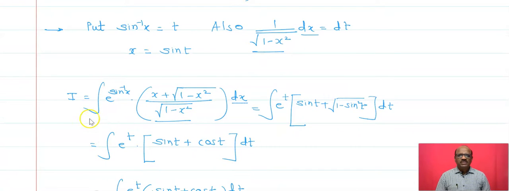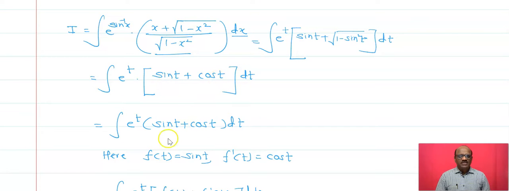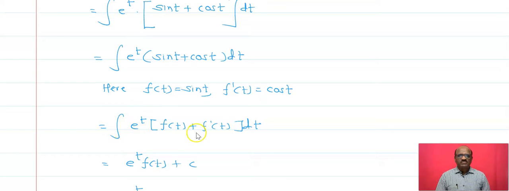I is equal to the integral of e raised to sine inverse x (x plus under root of 1 minus x square) upon under root of 1 minus x square, dx. That is equal to e raised to t in bracket. What about here? The dx upon under root of 1 minus x square is dt. But x is sine t, and under root of 1 minus sine square t is cos square t under root, it's cos t. Again here, f of t is sine t, f dash of t is cos t. Therefore, integral e raised to t (f of t plus f dash of t) dt.